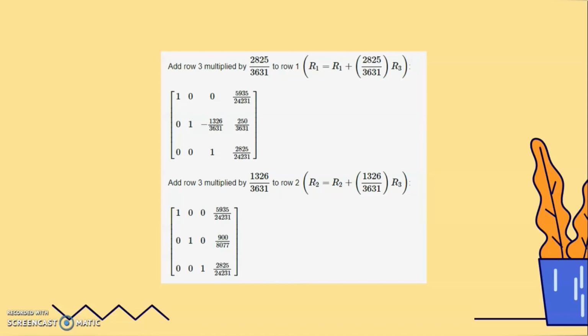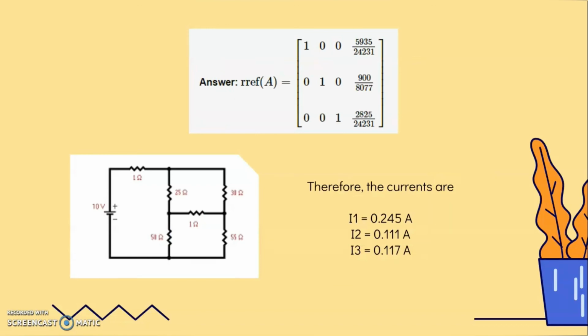From here you can see that row 1 column 1, row 2 column 2, and row 3 column 3 are all the number 1, while the other numbers are 0. So it follows RREF, the row reduced echelon form. Here is the final answer, the row reduced echelon form of A. We simplify it, where 5935 over 24231 gives current 1 equal to 0.245 ampere, current 2 is 0.111 ampere, and current 3 is 0.117 ampere.